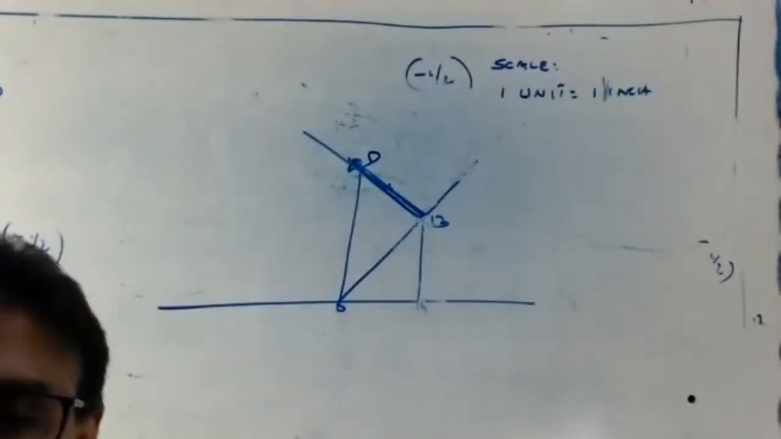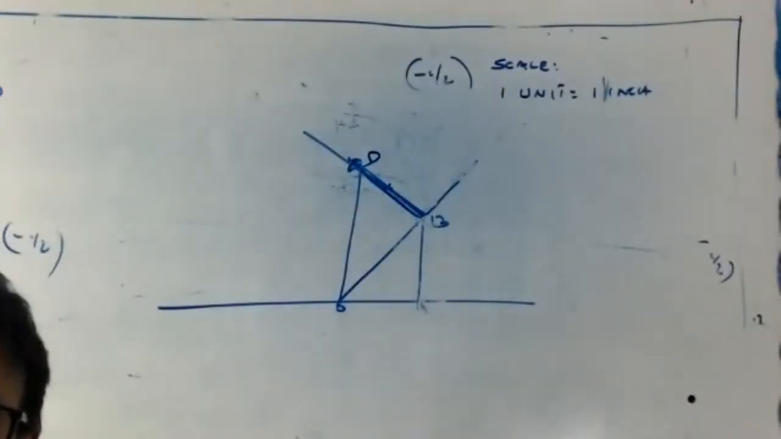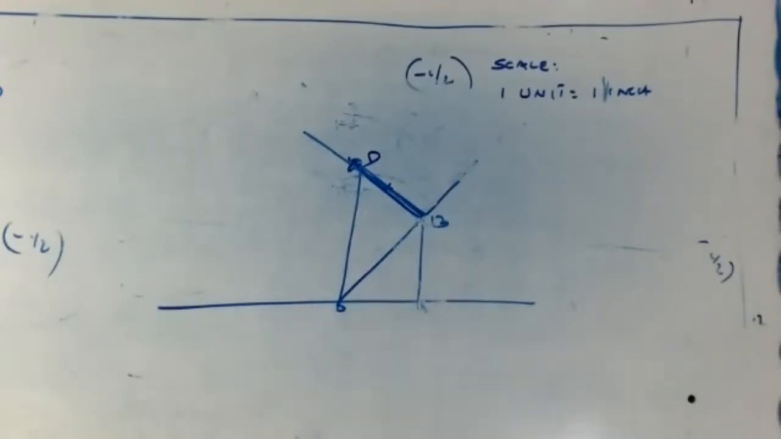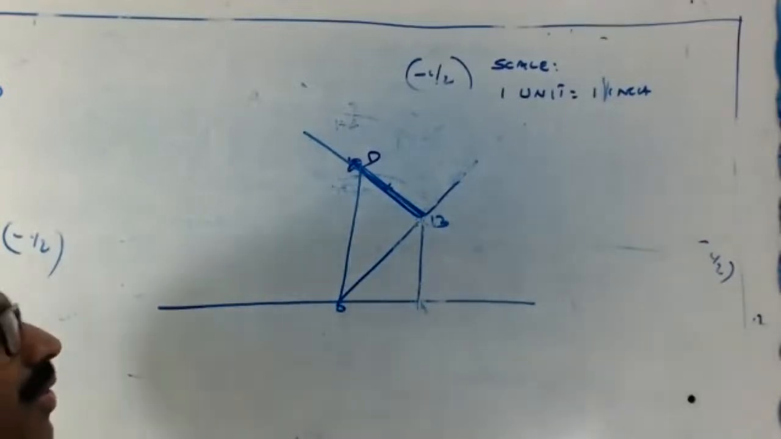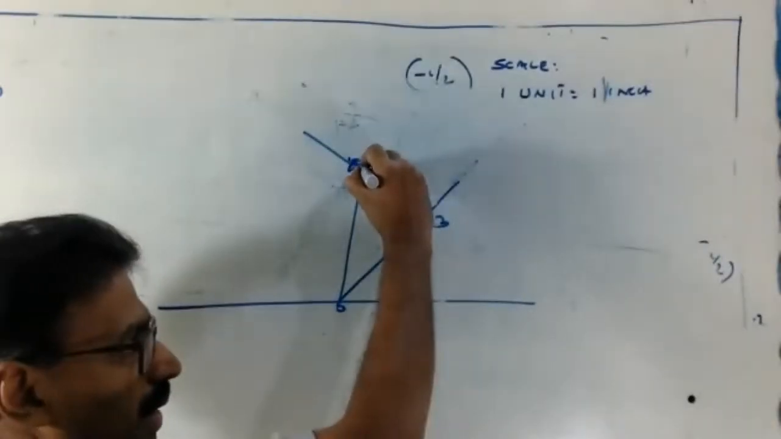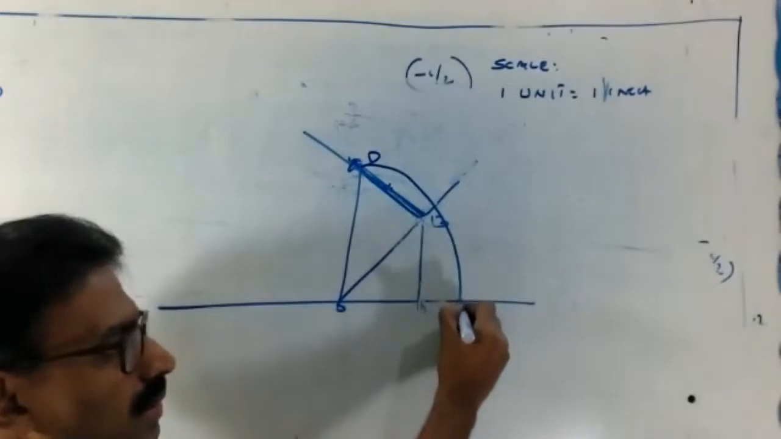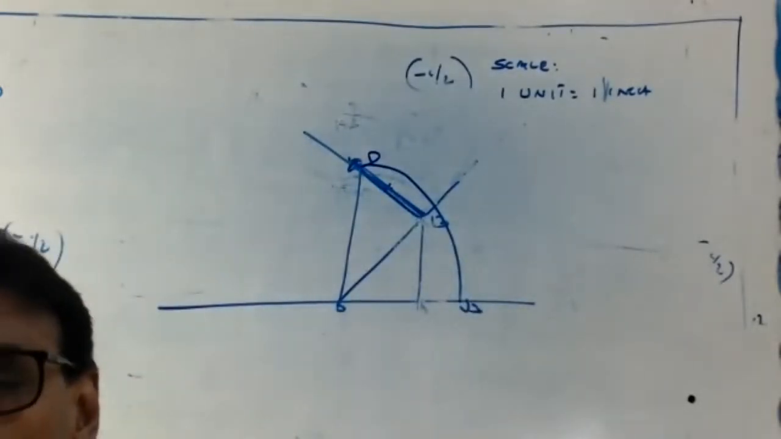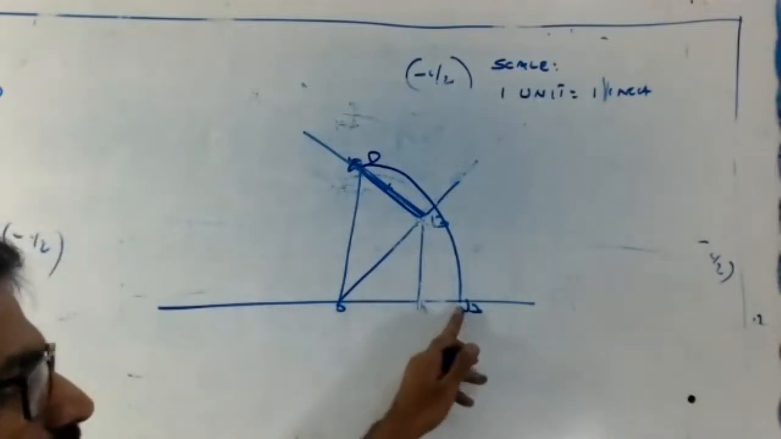Last step is what? O as center, OD as radius. Draw an arc. You cut like this. That is this one, root 3. So that means this length is root 3.